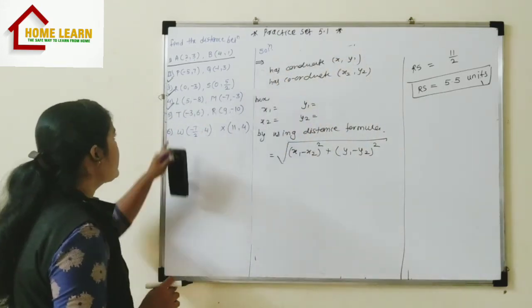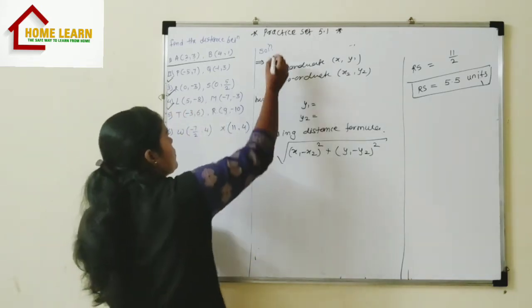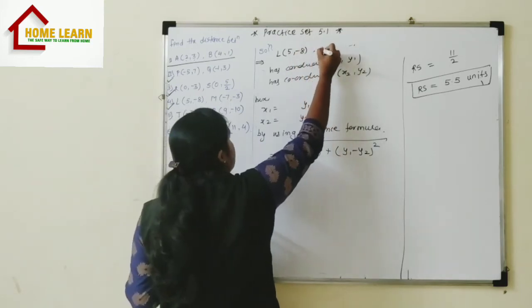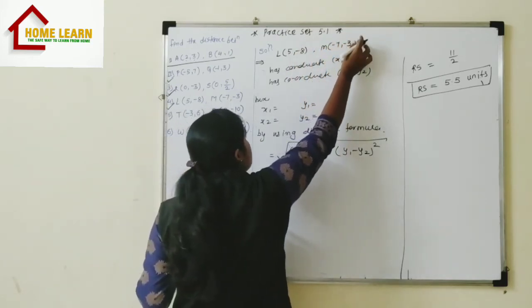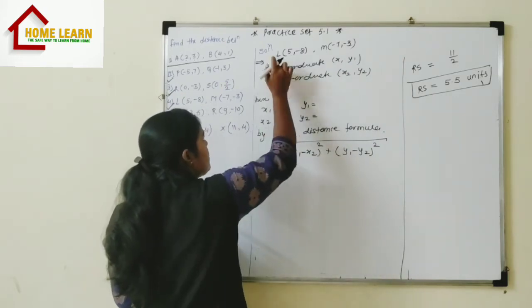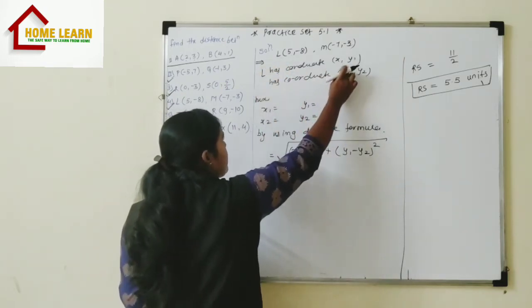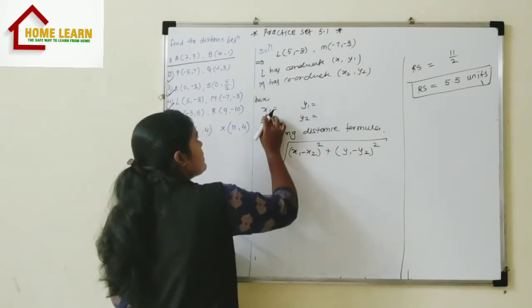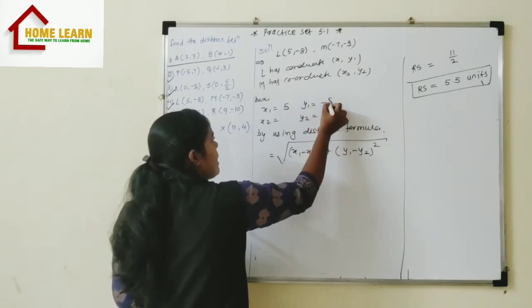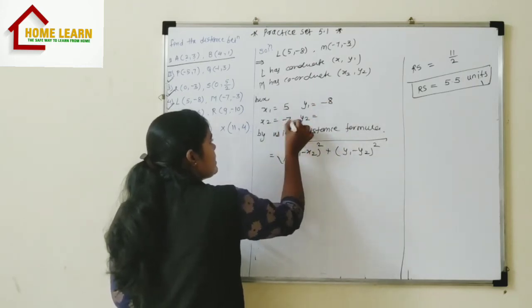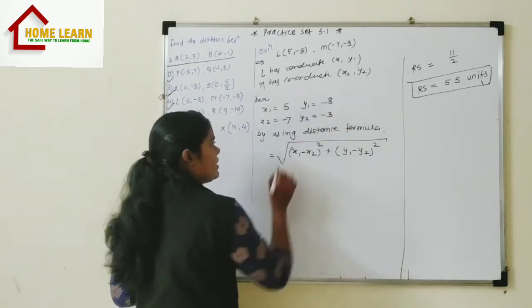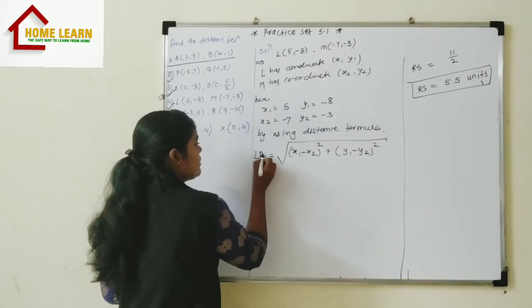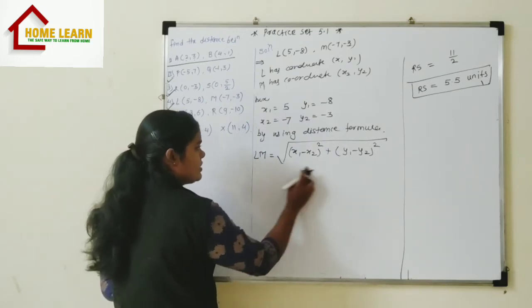So our points are L and M. Point L has the coordinate (5, -8) and point M has the coordinate (-7, -3). Let us assume that point L has coordinate (x1, y1) and point M has coordinate (x2, y2). So x1 is 5, y1 is -8, x2 is -7, y2 is -3. Now we have to find the distance between points L and M, that is LM, by using the distance formula.